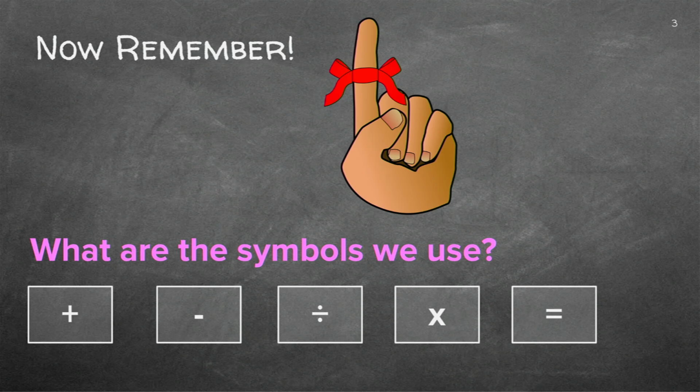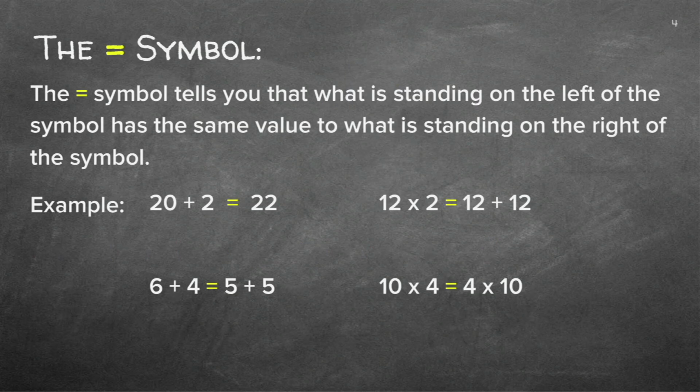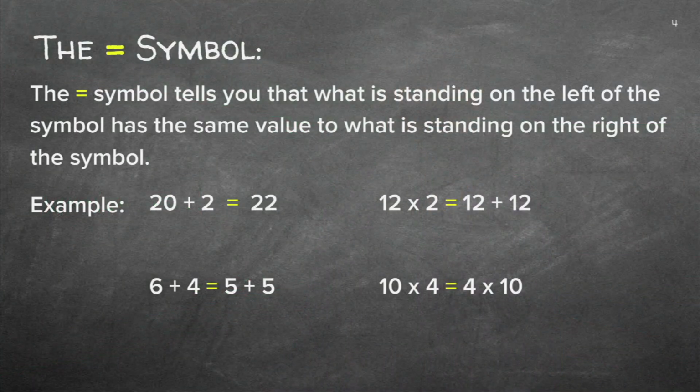Now, remember, the five symbols we use when we are doing calculations are the addition symbol, subtraction symbol, division symbol, multiplication symbol, and the most important one, your equal symbol when we work with number sentences. Your equal symbol means that what is standing on the left side should be equal to what is standing on the right side. So when I do a calculation on the left, the answer should be the same for the calculation on the right-hand side.